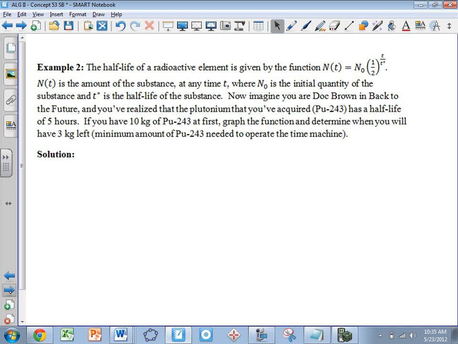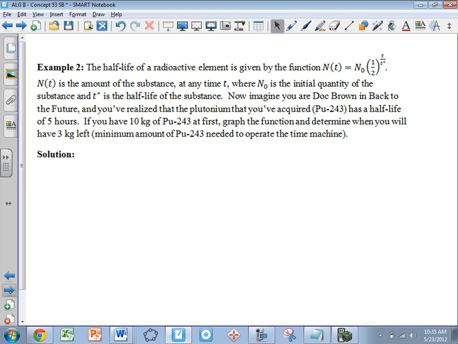So we have this condition to start. The half-life of a radioactive element is given by that function. N(t) is the amount of the substance at any given time. N0 is the initial quantity, or the initial amount of the substance you have. T star is the half-life of the element.